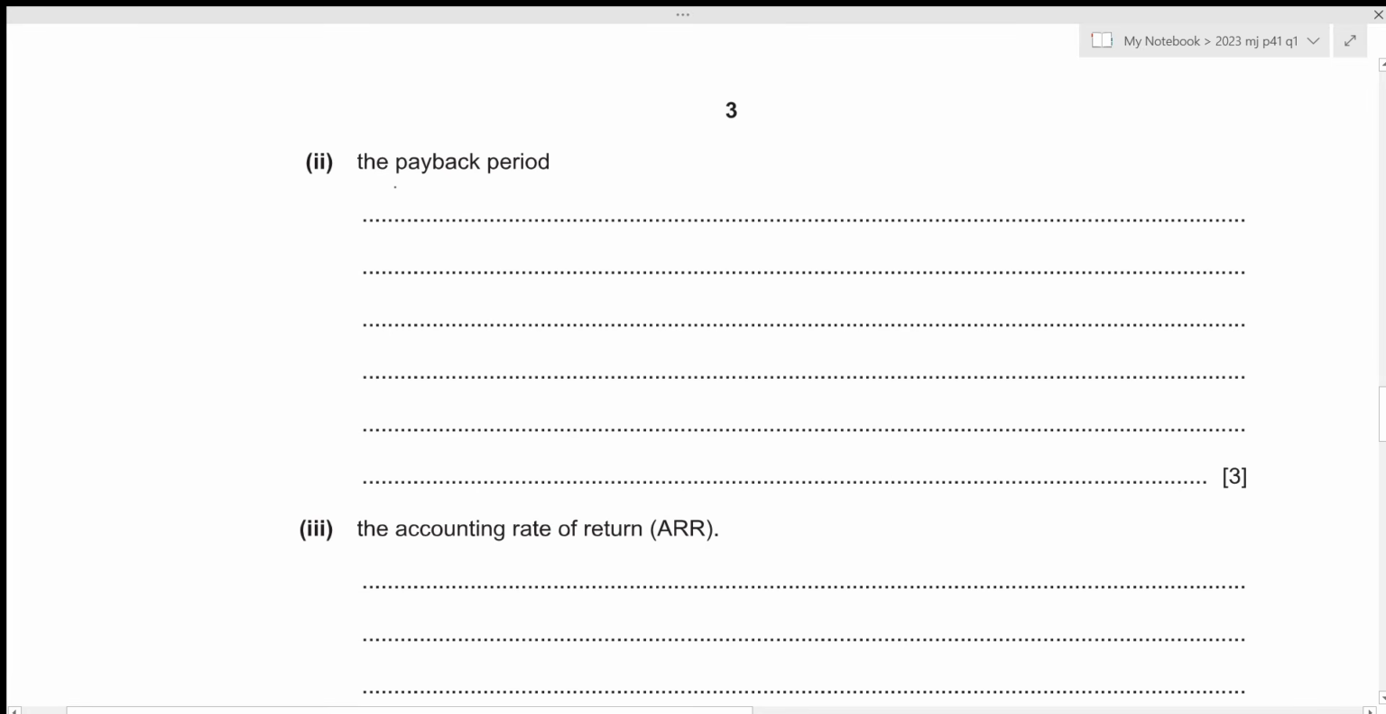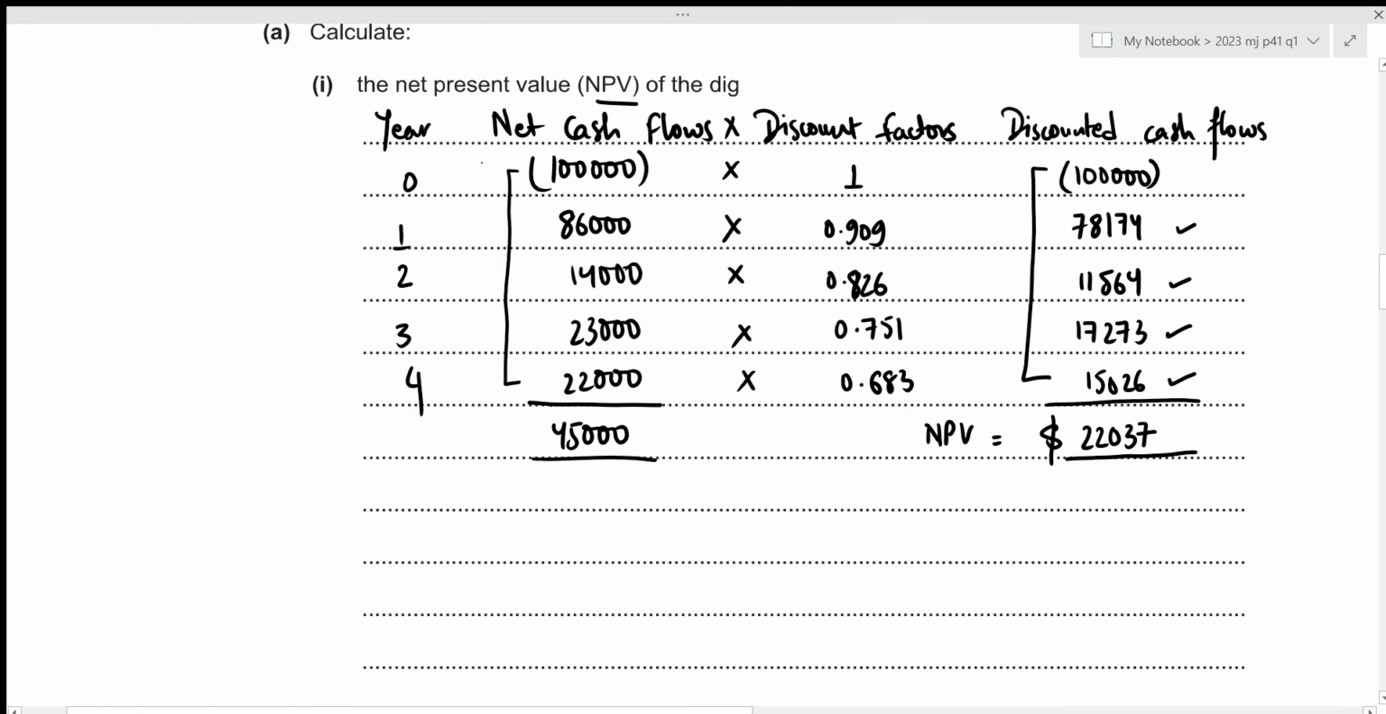We now need to figure out the payback period as well. So remember that payback period is just a period in which we get our initial cost back. So we can see that our initial cost is 100,000. In year 1, we receive 86,000 back. So the remaining amount is just 100,000 minus 86,000, which is 14,000. Now we need to get this 14,000 back. And we can see right here that in the second year, we'll be getting 14,000 back, which just means that we get all of our initial investment back within 2 years.